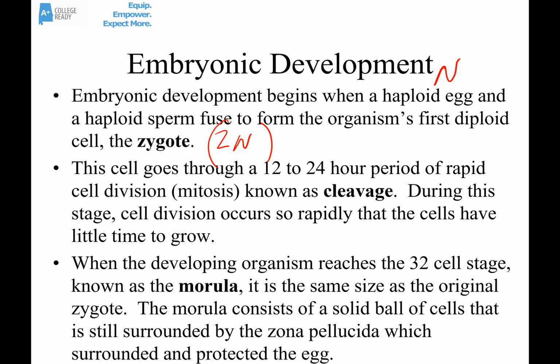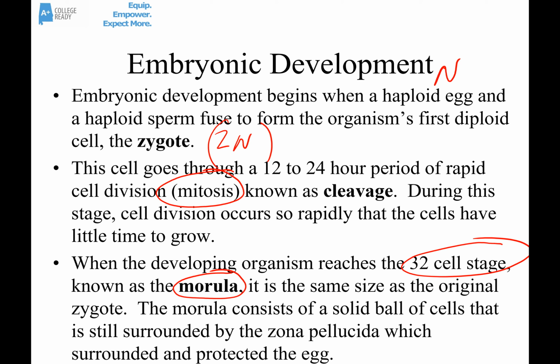The cell then goes through a 12 to 24-hour period of rapid cell division. In this case, it's doing mitosis over and over again. This rapid period of cell division is called cleavage. During this stage, cell division occurs so rapidly that the cells really don't have any time to grow. They're just multiplying. When the developing organism reaches the 32 cell stage, it's called a morula.